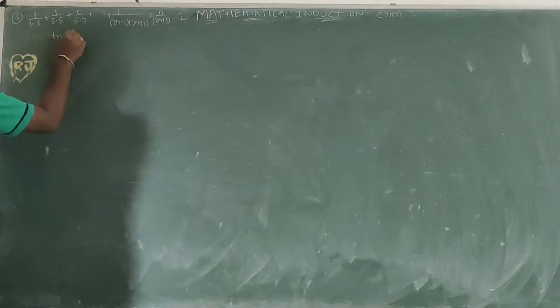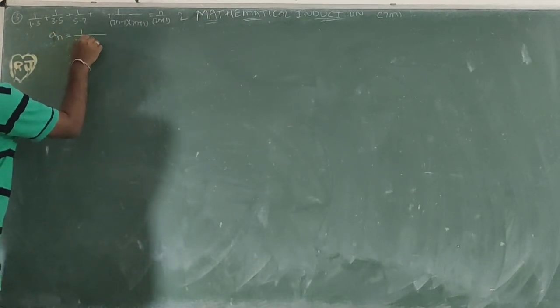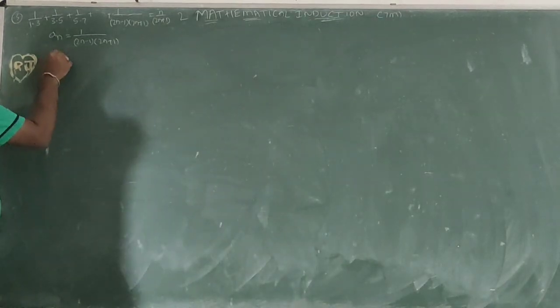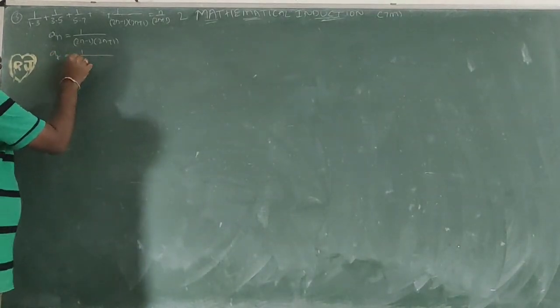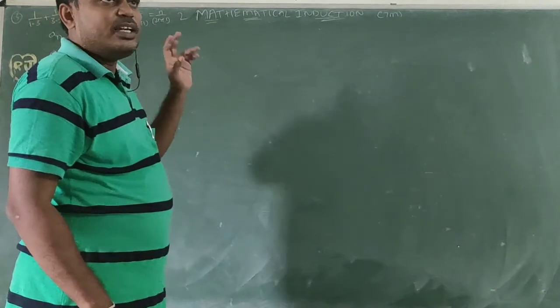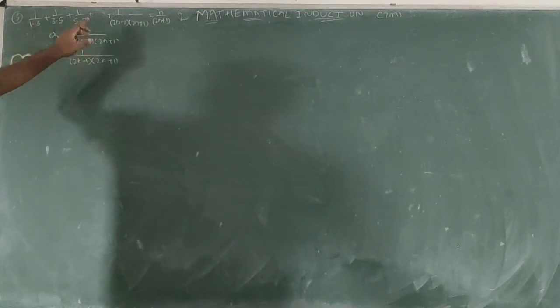So first, I want to take the nth term, t n, equal to 1 by (2n minus 1)(2n plus 1). So this is the nth term. The kth term is 1 by (2k minus 1)(2k plus 1). So what is the nth term? The nth term is called the general term. Each and every term of the series is represented with this term. For example, if we substitute n equal to 1, we will get the first term. If we substitute n equal to 5, we get the fifth term.